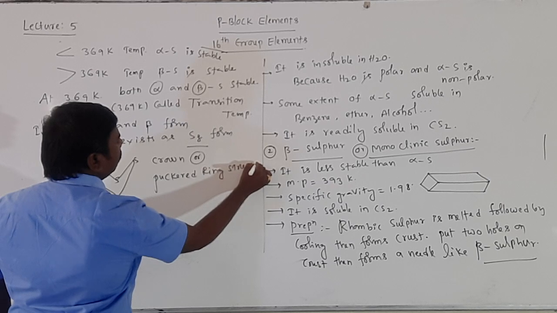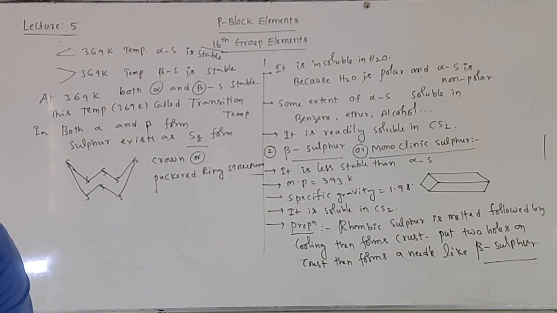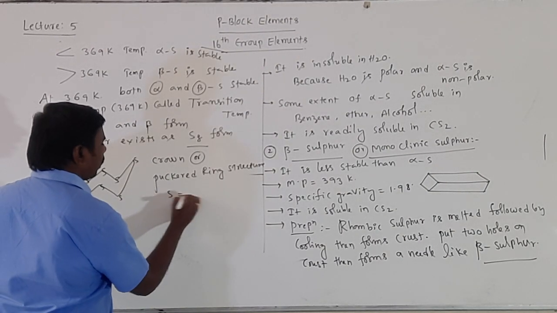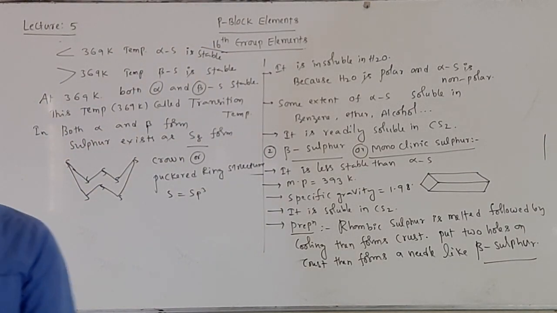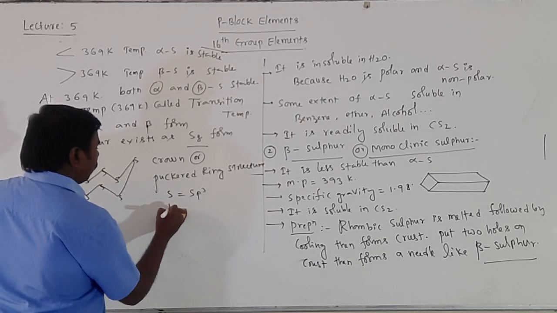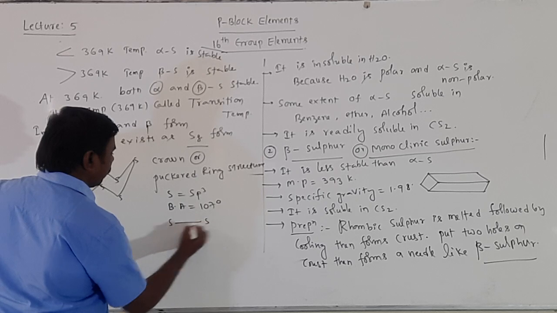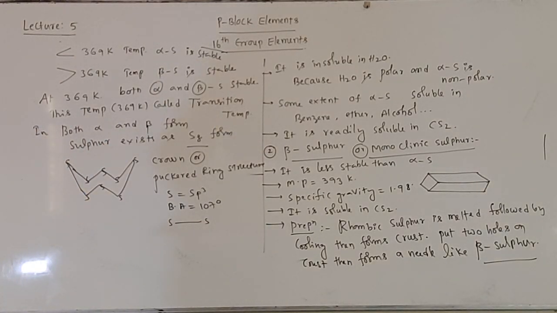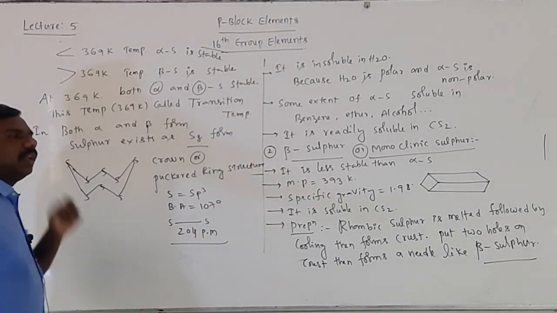Puckered ring structure it is. Each sulfur undergoes sp3 hybridization, right, with a puckered ring structure. The bond angle is 107 degrees, and the S-S bond length in this is 204 picometers, right.